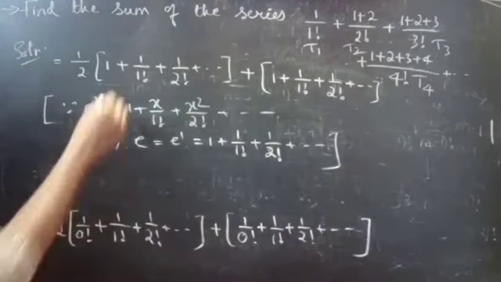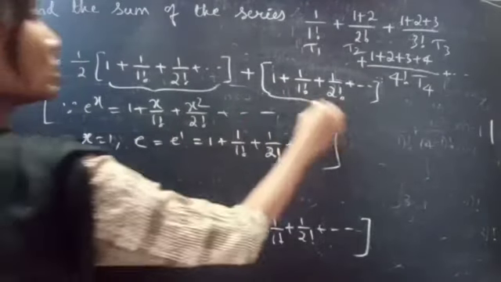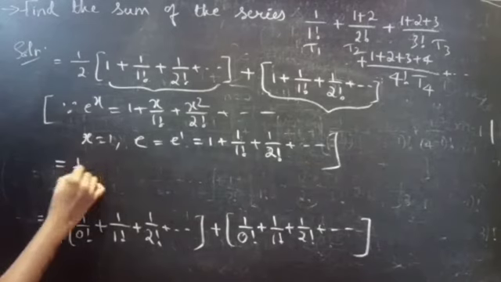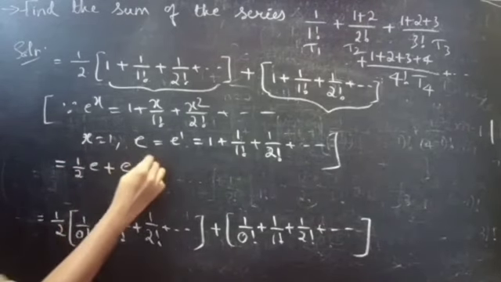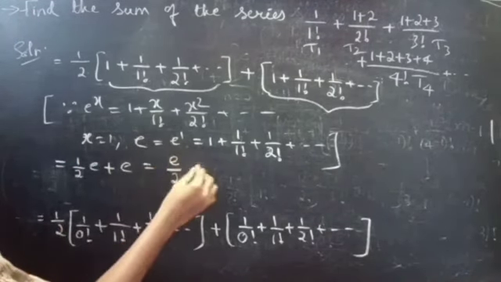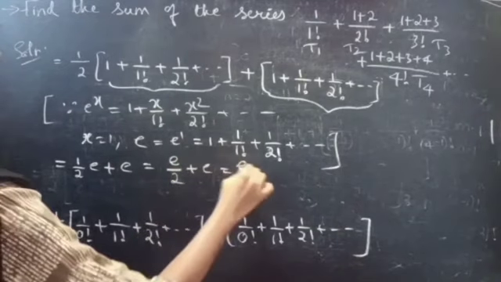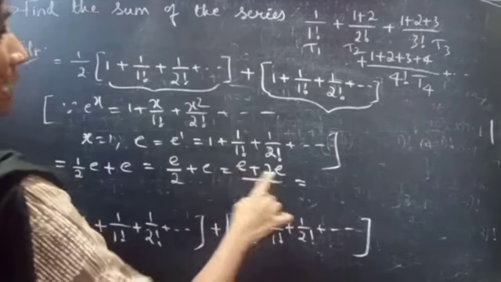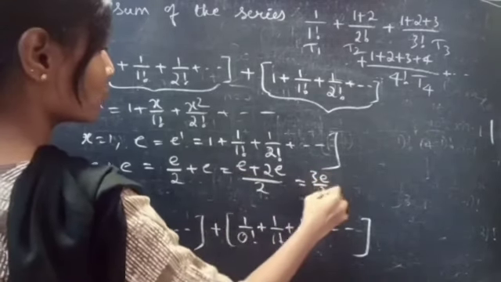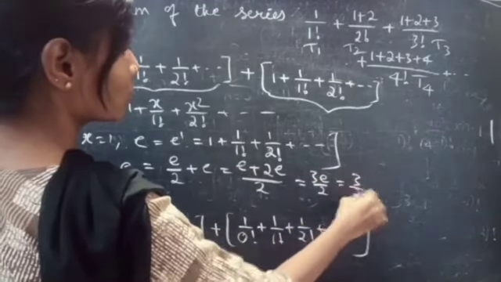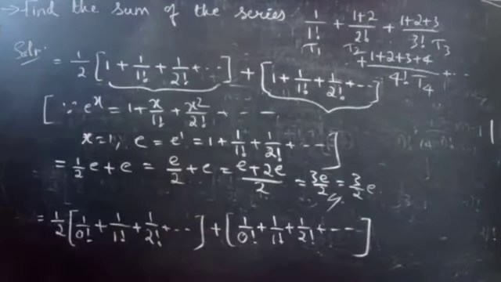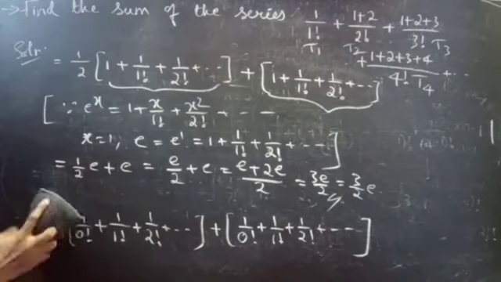So you can replace these two by e. So I'll get 1 by 2 into e plus e. So I could write it as e by 2 plus e, which equals (e plus 2e) by 2. So e plus 2e is 3e by 2, which equals 3 by 2 into e. Or you can say 3e by 2. Okay.